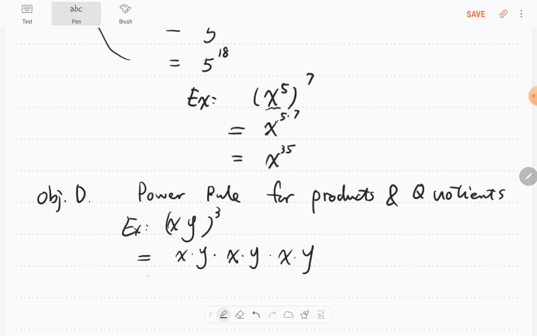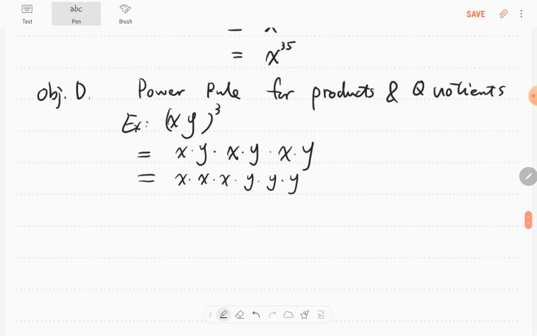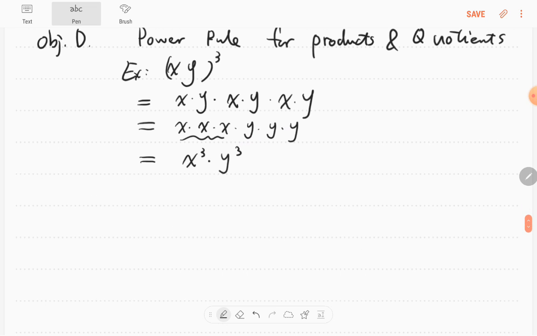So we did it like that. Then we combine the like terms. x times x times x times y times y times y. After that, we know we could write x times x times x in this form, x to the third. Then y times y times y is y to the third. So from here, we know we have a new rule called the power of a product rule.